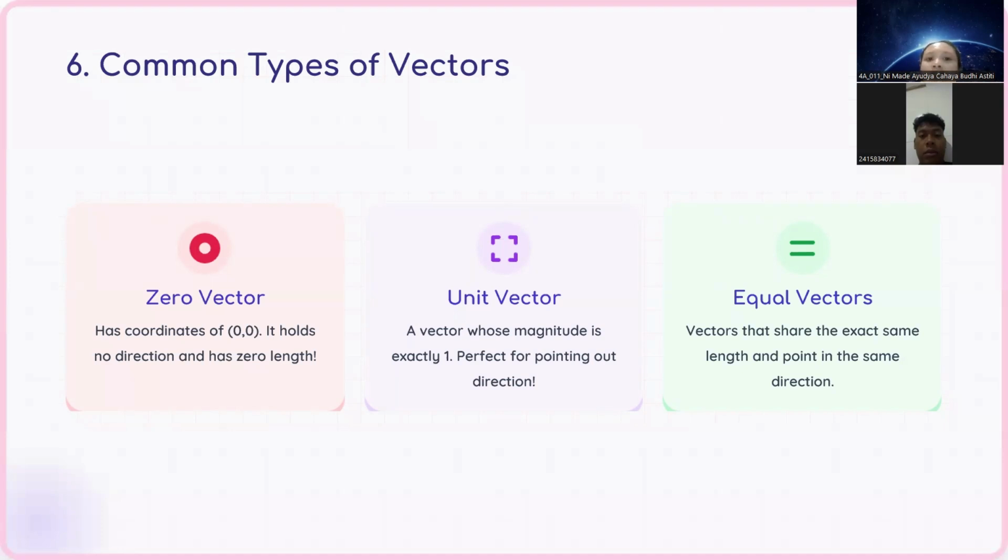And third type of vector is equal vectors. Two vectors are called equal vectors if they have the same magnitude and the same direction. Miss, do equal vectors need to start at the same point? As long as they have the same magnitude and direction, they are considered equal vectors, Wahyu.